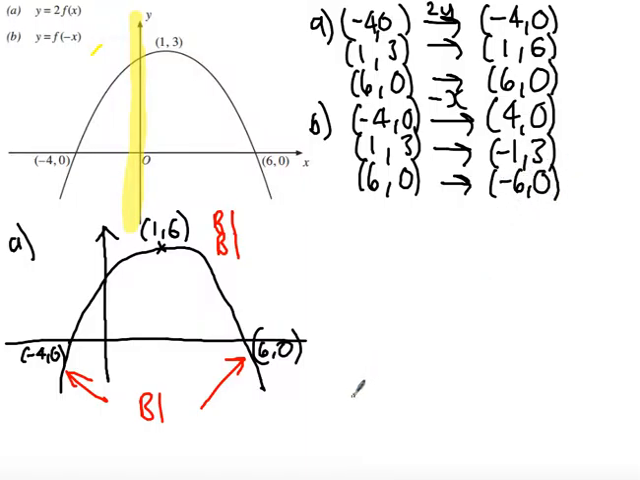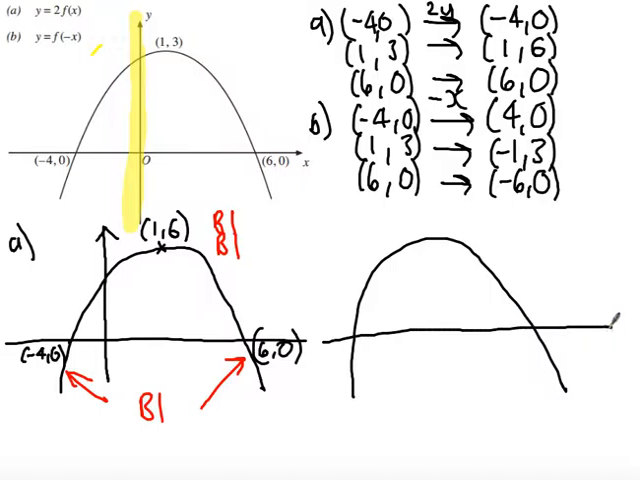So we still have this upside down quadratic. Still cuts in 2 places. This time, the first place it cuts on the left hand side is going to be minus 6, 0. The other place is going to be 4, 0. The maximum here is now minus 1, 3. And that means that the y-axis is to the right of the maximum.